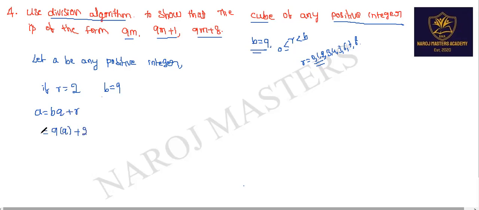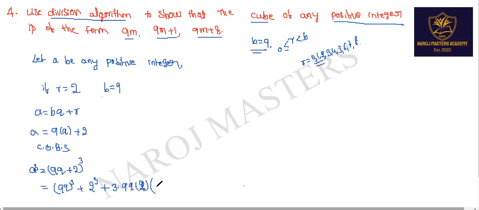Then a = 9q + 2. Now cubing on both sides, a³ is equal to (9q + 2)³. Now look here, it is again in the form of (a + b) whole cube. Write a³, that is (9q)³, plus b³, that is 2³, plus 3 into a, that is 9q, into b, that is 2, into (a + b), that is 9q + 2.